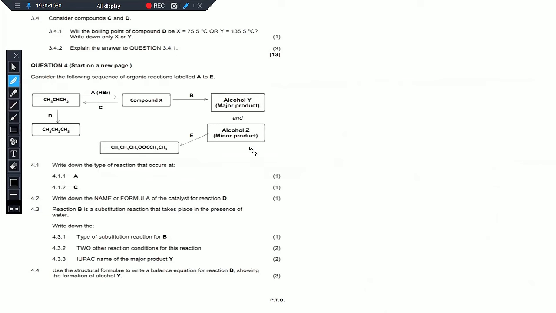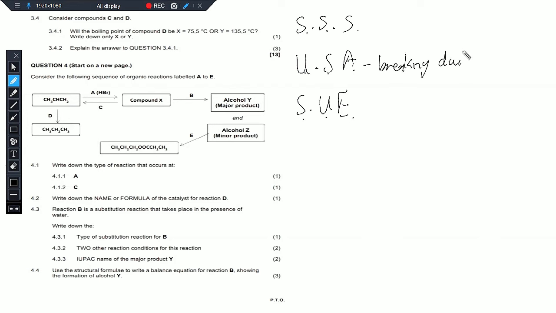So again, when we come to this point here, I said always remember to write SSS, USA, and then SUE, right? So saturated to saturated is substitution, unsaturated to saturated addition, and then saturated to unsaturated elimination. So here, breaking double bonds, but then here, forming double bonds. Right. So that's all you need, and also to know the reaction conditions, of course. Then write down the type of reaction that occurs at A.